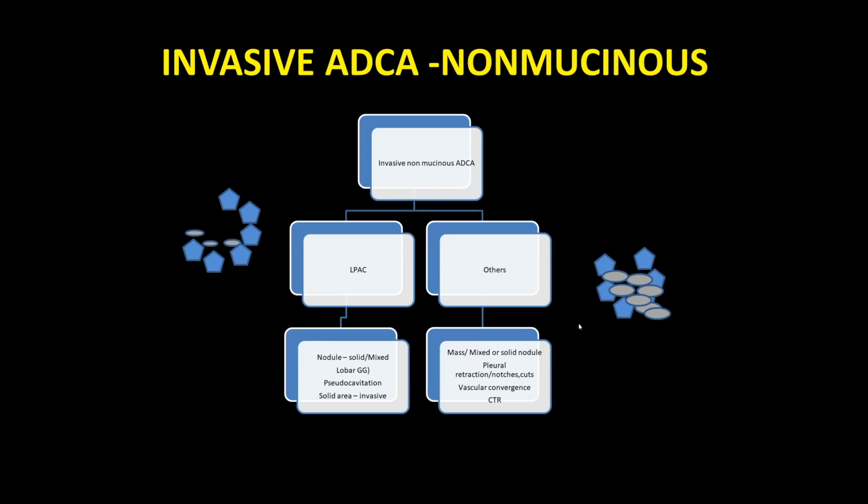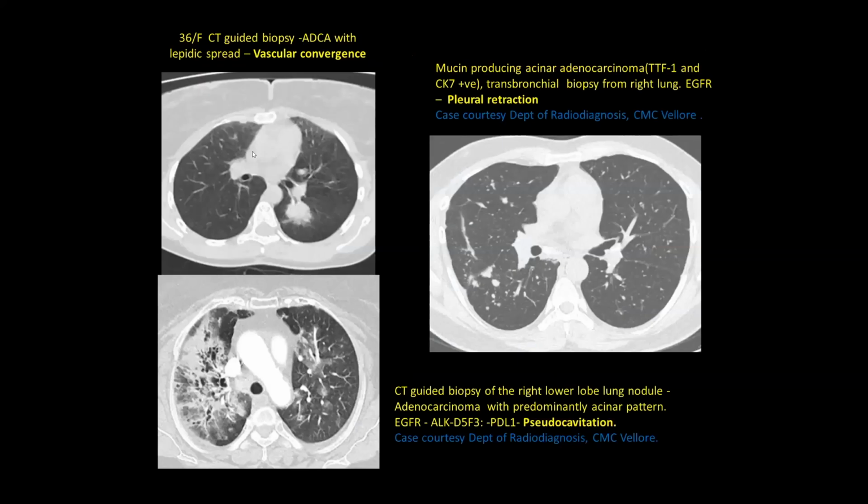So this was about non-mucinous invasive adenocarcinoma. We have this patient, just remember, a 36-year-old female, a non-smoker. You have the spiculated mass, and this was an adenocarcinoma with lipidic spread. It is not lipidic predominant because it's extensively solid, but there is a lipidic component towards this. You can see the spiculation, and you can see the vessels converging towards the mass lesion.